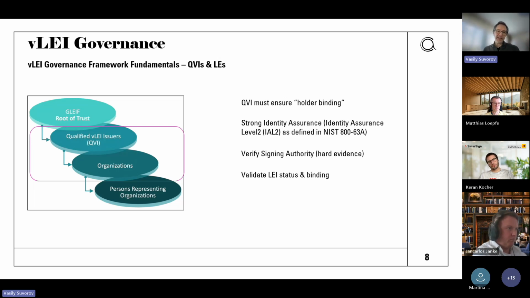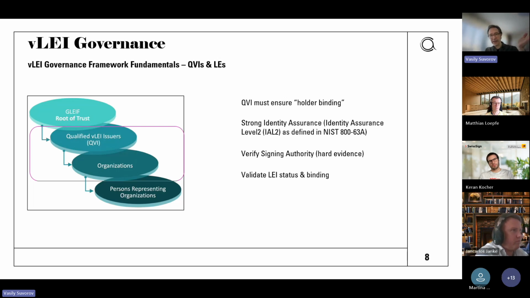The framework basically says that the QVI must ensure holder binding, which means that, and we'll take a look at the role slightly later, of the people who represent a legal entity. They each control their own set of keys. Collectively they control the identifier of their legal entity, and so to ensure that there's a correct people, the NIST standard is used, and therefore a certain level of assurance is guaranteed there, right?